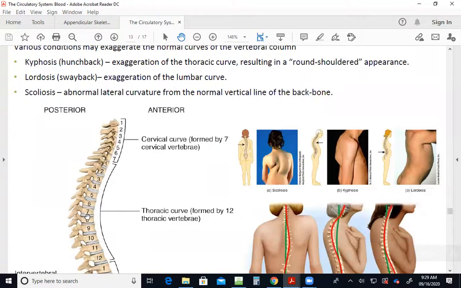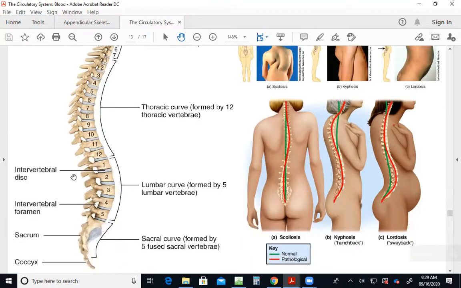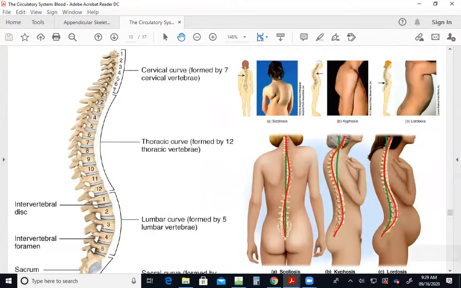Then you've got 12 thoracics that get progressively bigger from 1 through 12. We call these T1 through T12. And they are convex in curvature, curving back towards the back of our body. The lumbar curves back towards the front. It's concave. There's 5 of those, L1 through L5. If you notice here, all the way down from C1 to L5, we progressively get bigger. So L5 is the largest vertebra.